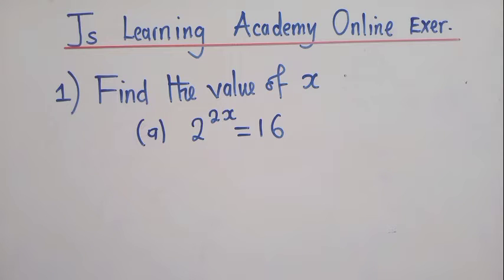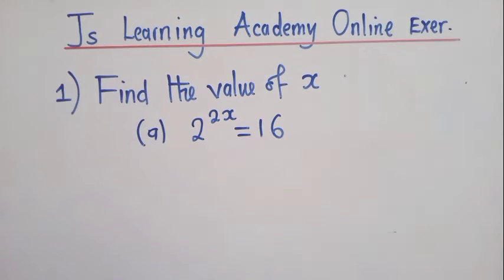This is Sichamba Jacob. All right, so I've got these questions. There are two questions in sets of two, so altogether there are four questions. These are the questions which the students in JS Learning Academy wrote. Remember, this week we're looking at indices. This is part of the exercise which the students in JS Learning Academy did.